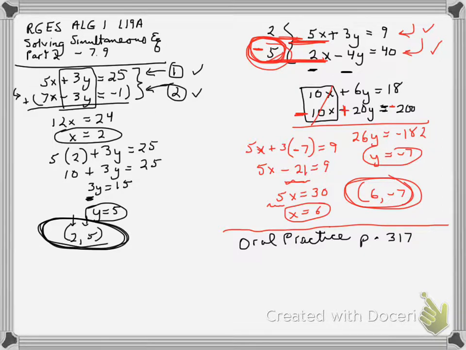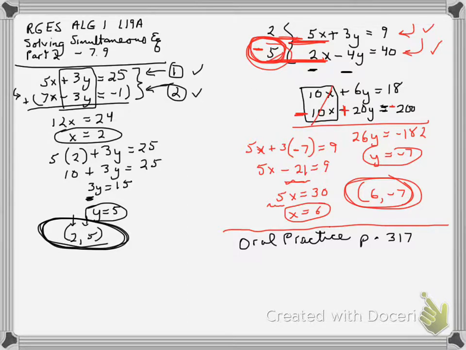My y's will drop out. I'll get x equals 2. So I'll be done, and then go back and solve for y. And then F, my x's will drop out. I'm going to get 5y equals 4. So hopefully that's easy enough for you.